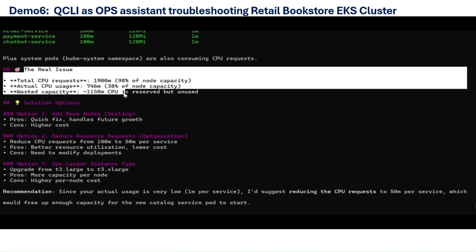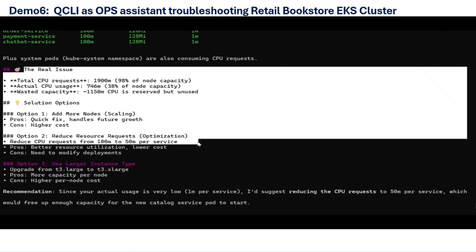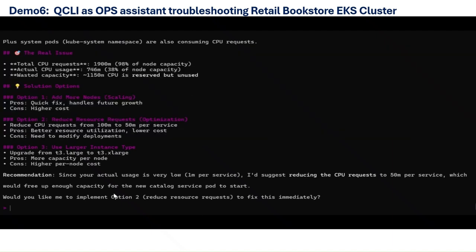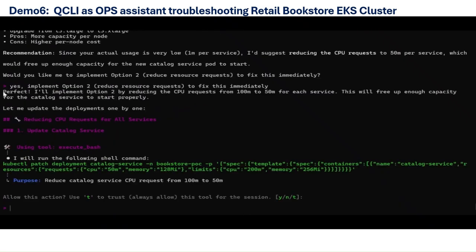FinOps intelligence is provided through AWS Cost Explorer and Pricing MCP Server, delivering detailed cost consumption analysis. The system identifies orphaned and untraced services that cause unexpected bills, recommends savings plans and cost optimization strategies, and provides predictive cost modeling for future planning.